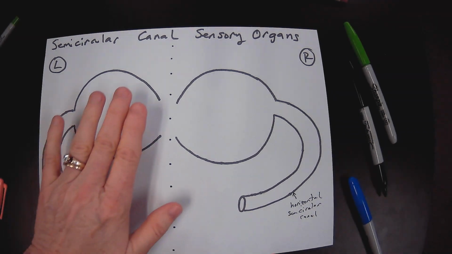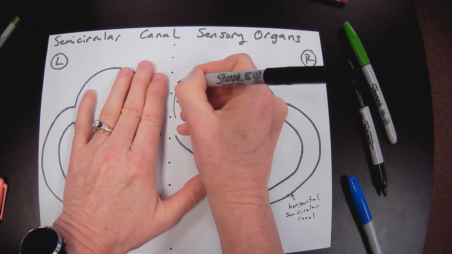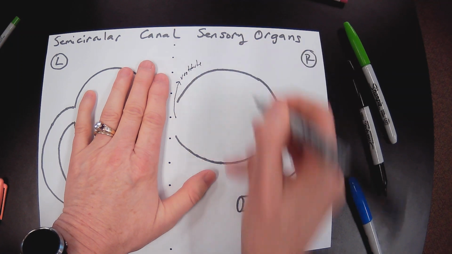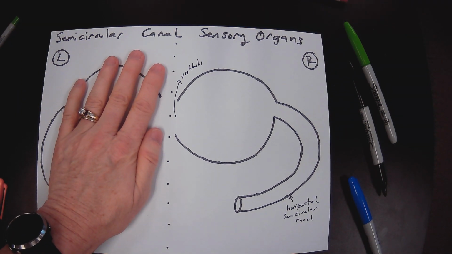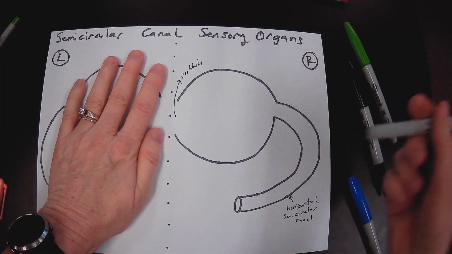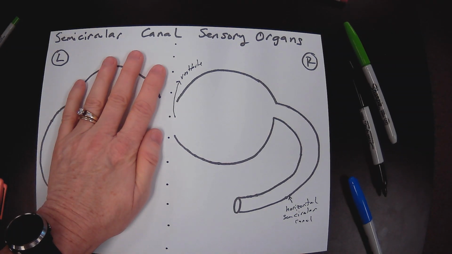And all I've done, so realize that right in this position here would be the vestibule. Okay, just looking at the right side. So all I've done is I've taken the horizontal canal, I've popped it off the vestibule, and where the vestibule will be or should be, I've left a space. Okay, so everybody see that?